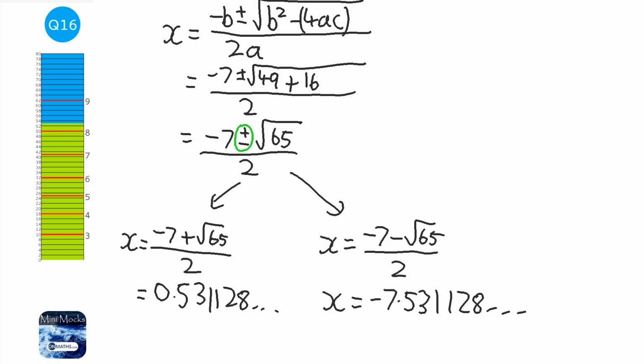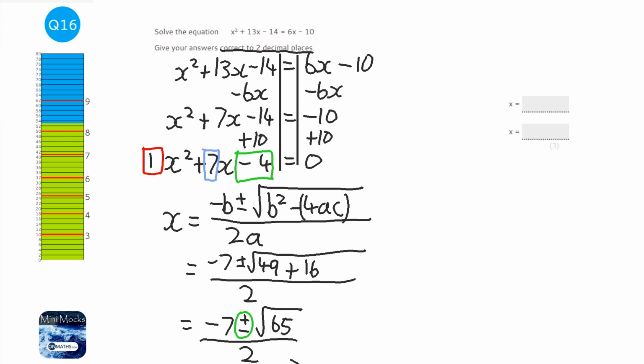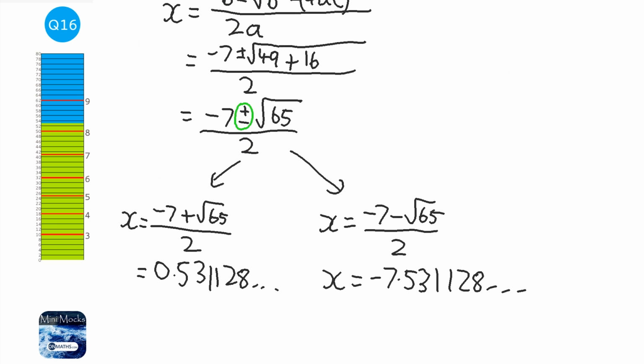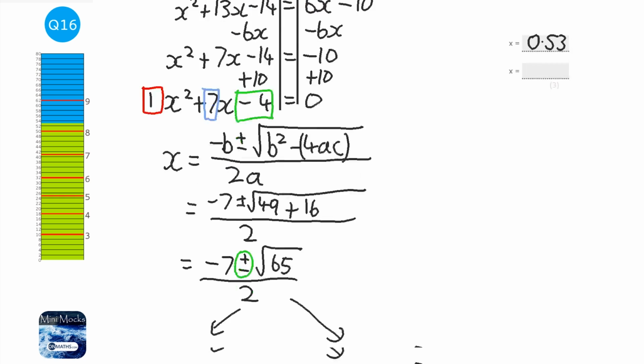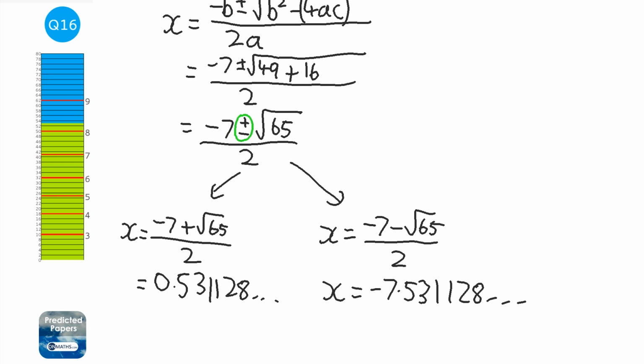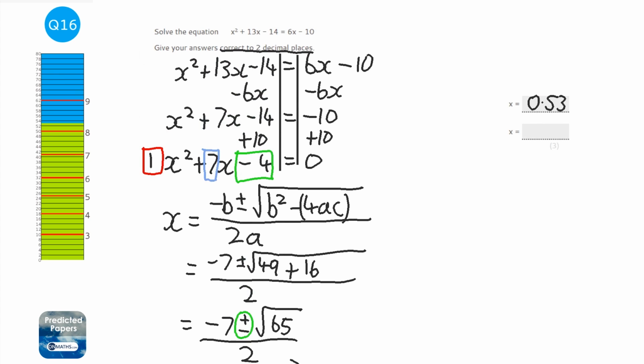7.5531128 and so on. Okay, it says to round it to 2 decimal places, does it? Yeah. So we want 0.53. And minus 7.53. So there's our answers.